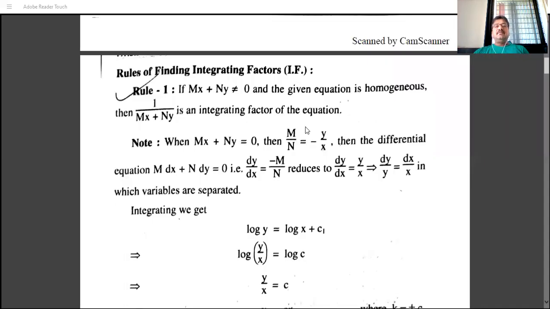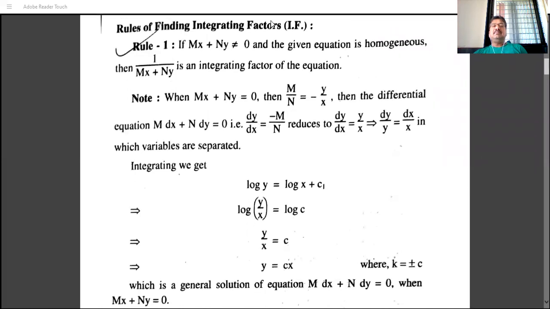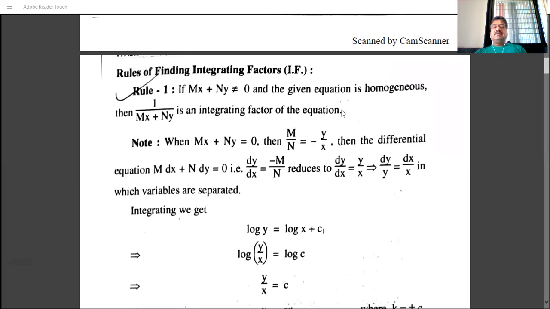Rules of finding integrating factor. For rule number one, if Mx + Ny is not equal to 0 and the given differential equation is homogeneous, then 1 by (Mx + Ny) is the integrating factor of that differential equation. So this is the first rule: the given differential equation is a homogeneous differential equation.